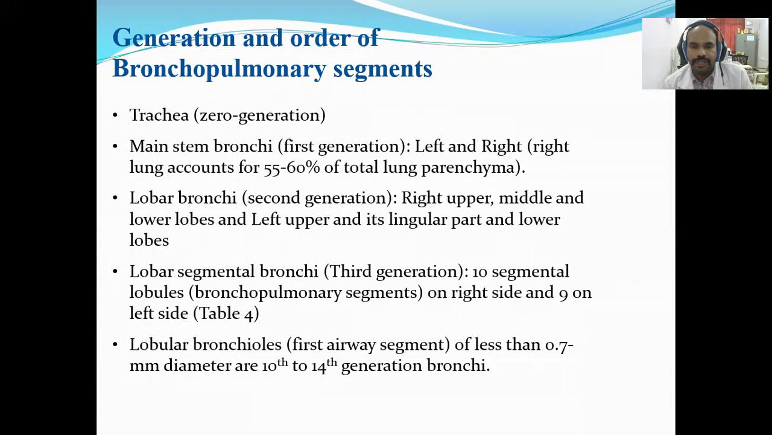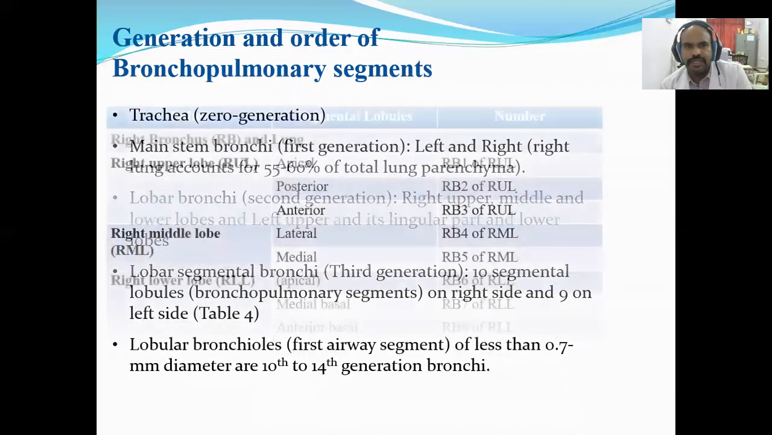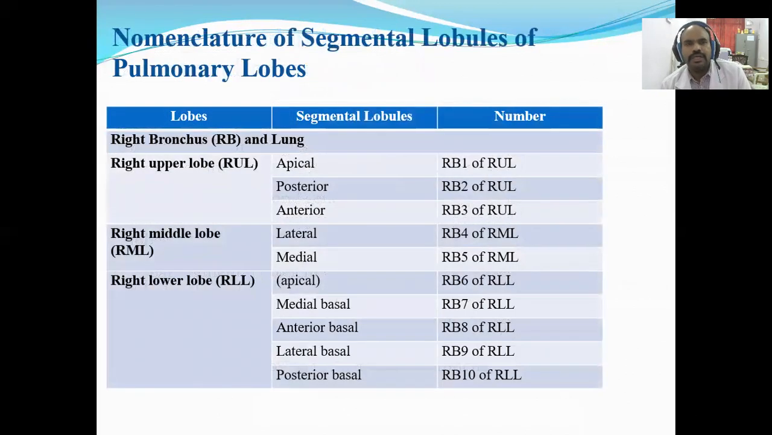Then the lobular bronchioles, the first airway segment, less than 0.7 millimeter in diameter. They are 10 to 14 generations of the bronchi. So you have the first generation, which is the mainstem bronchi. We have the second generation, which is the lobar bronchi. We have the third generation, which is the segmental bronchi. Then the first airway segment, which is the lobular bronchioles, forming all the generations of the tracheobronchial tree. So this is how the lobes, the nomenclature and the segments of the bronchopulmonary tree are mentioned when we are dealing with the patient, especially during their investigations as well as the management.